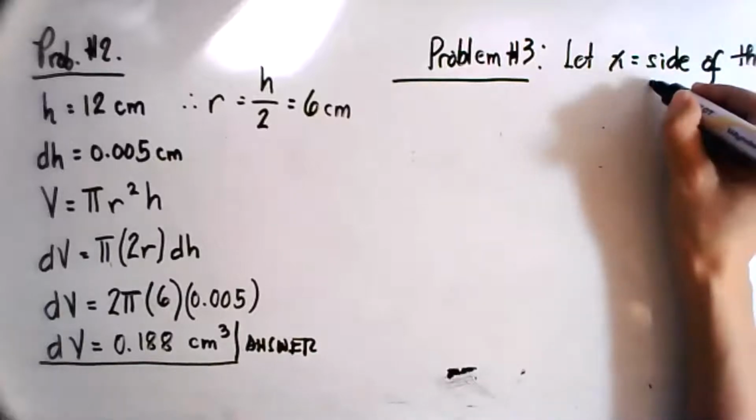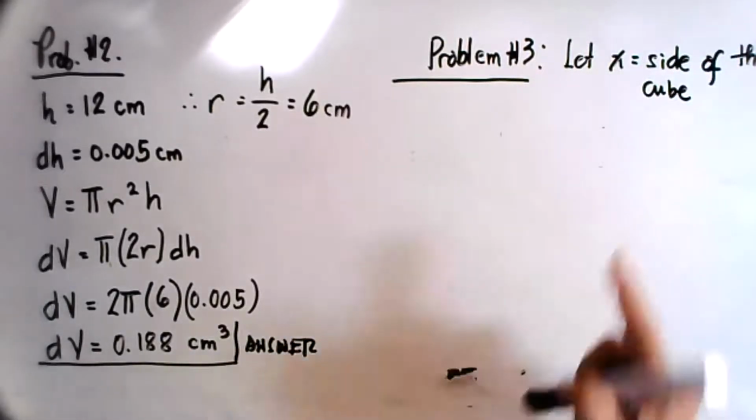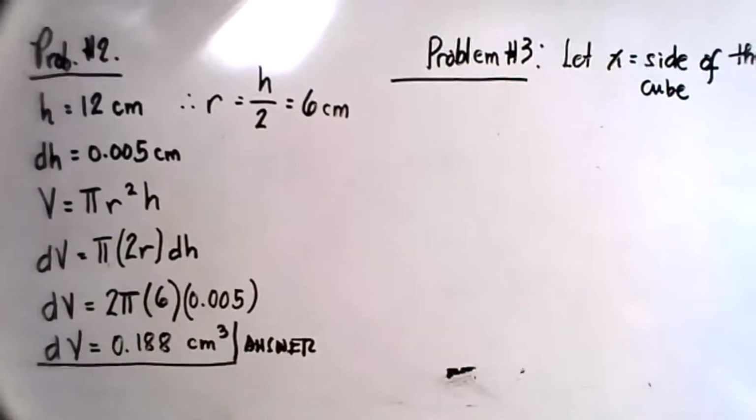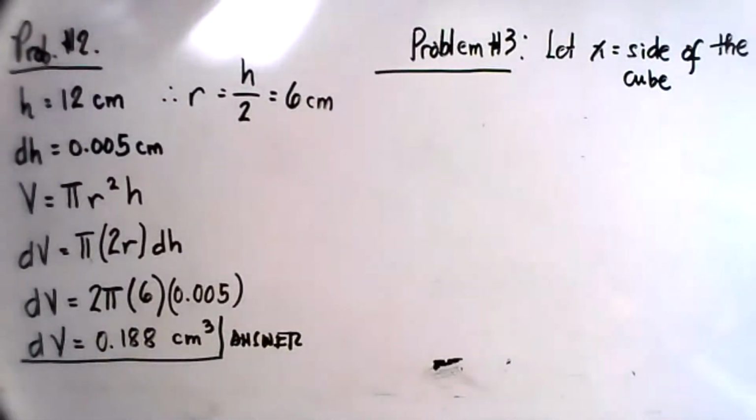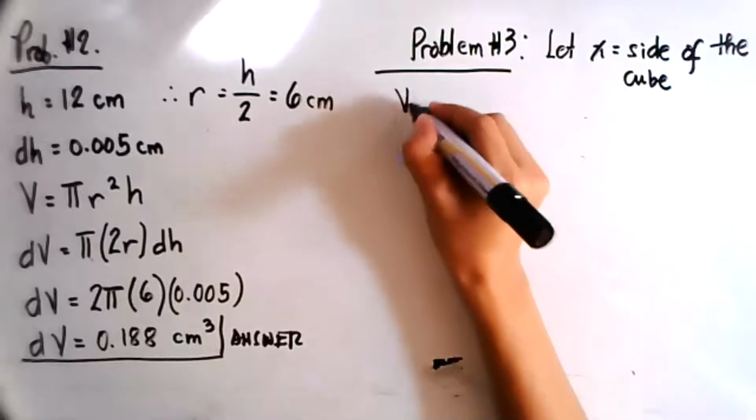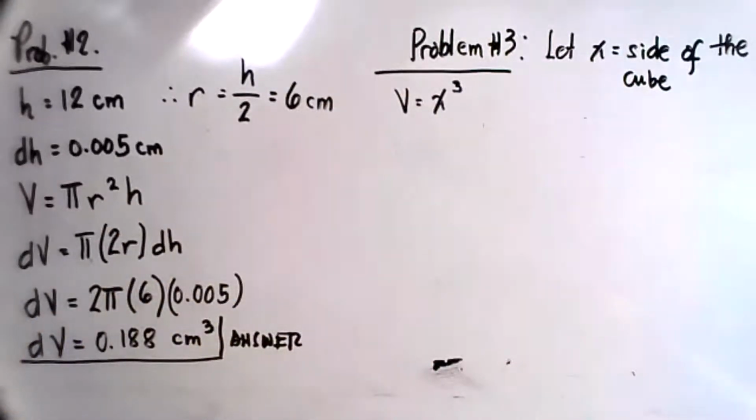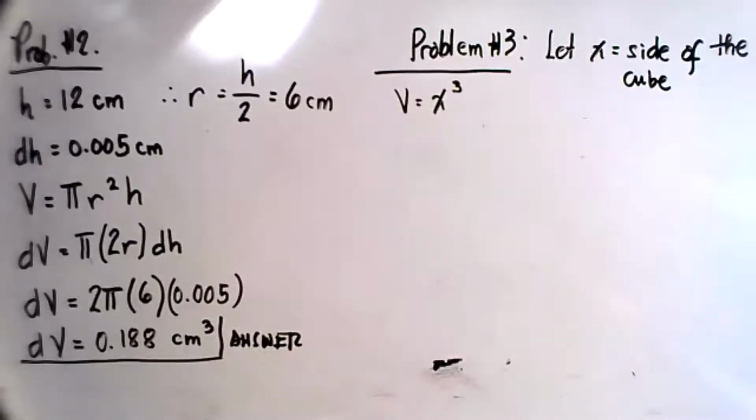What's the volume? What will be the volume if x is the side of the cube? x cubed. Very good. So we have the volume is equal to x cubed. And then, how do we differentiate V is equal to x cubed?